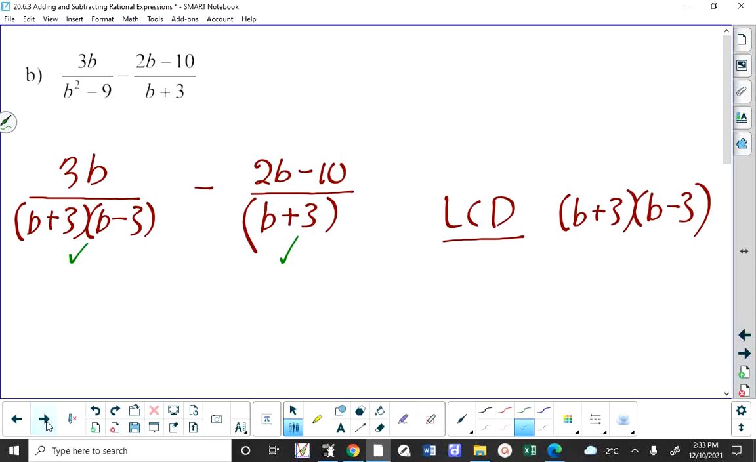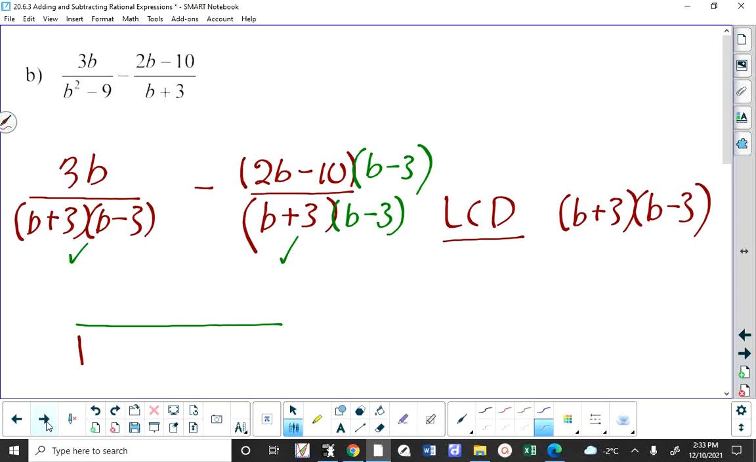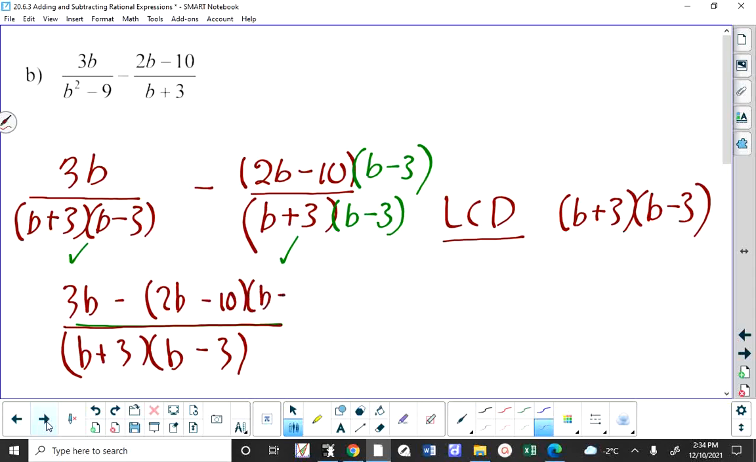And I hope you see that we are going to have to multiply the top and the bottom of the old denominator by b minus 3, which means we multiply the numerator by b minus 3 as well. So we end up with b plus 3 times b minus 3 on the bottom. And on the top, we have 3b minus (2b minus 10) times (b minus 3).